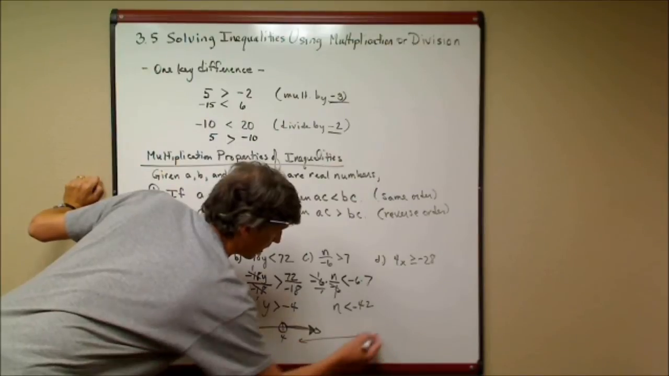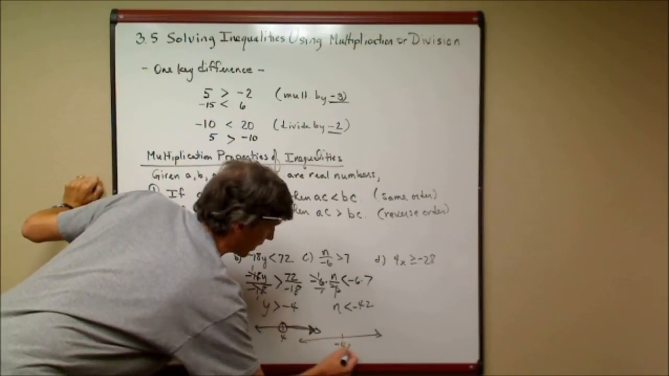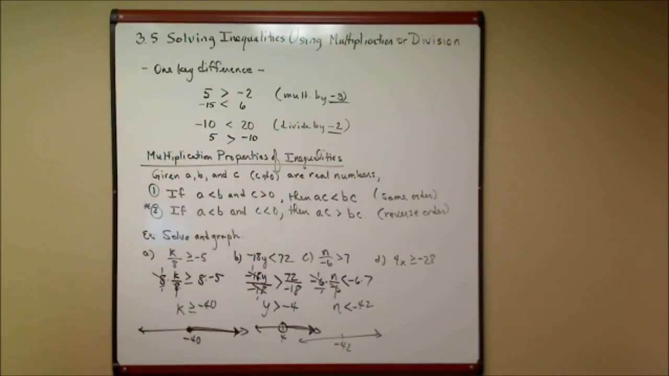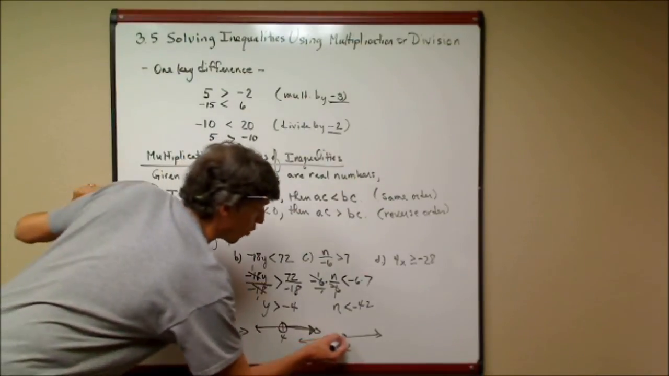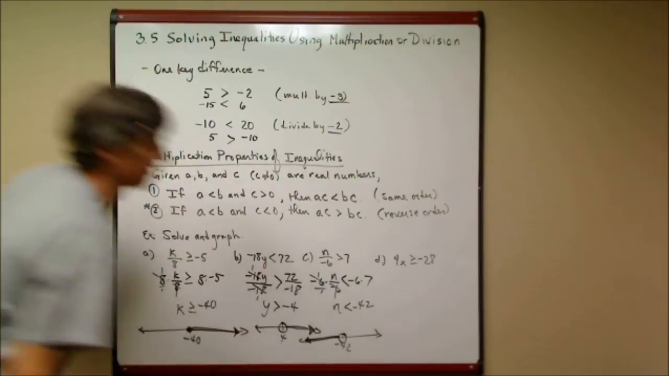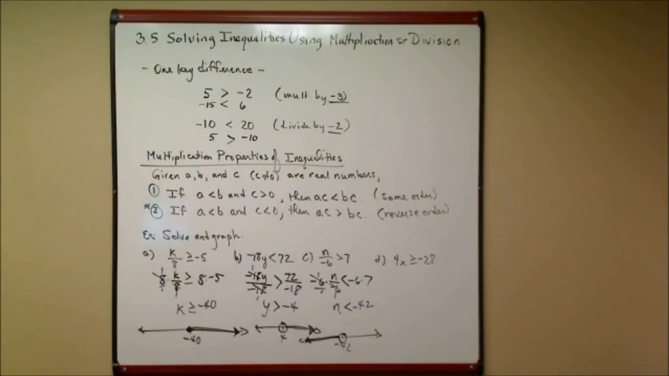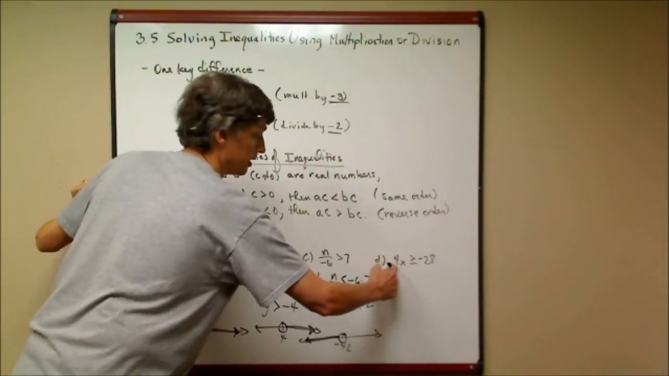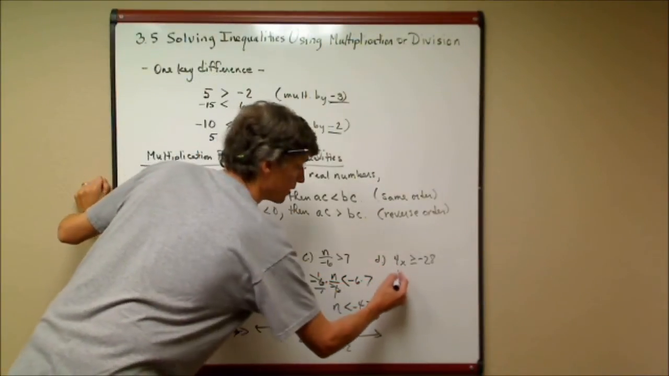So I draw my number line here. I'll put my key value of negative 42. I want n less than negative 42, so that's an open circle, and I shade to the left because it's less than. Last but not least, on this screen here, I have 4x is greater than or equal to negative 28. The x is being divided or multiplied by 4, so I'm going to divide by 4.